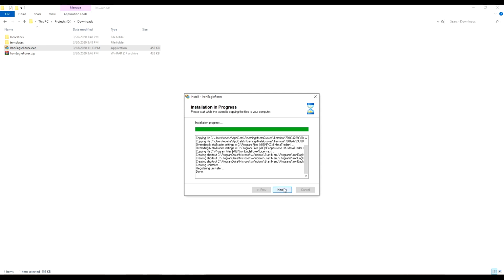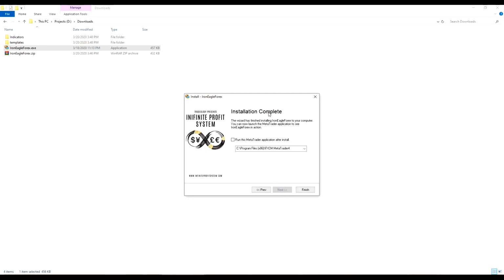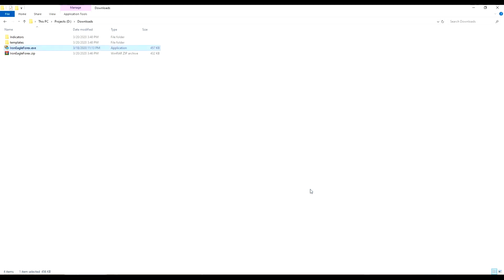And it's now installed. Click Next. Now we see the installation is complete. We can click Run this MetaTrader installation, and if you then click Finish, it'll open up your MetaTrader platform. I'm just going to leave that unchecked and hit Finish. And that's it. It's done. You will now have the Iron Eagle Forex installed on your platforms.